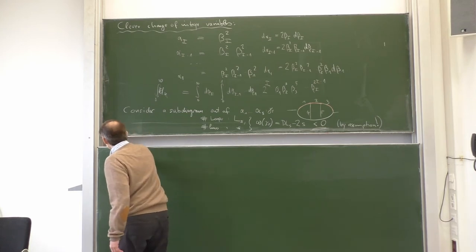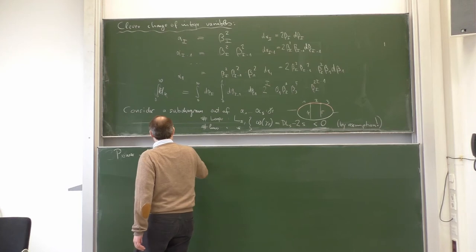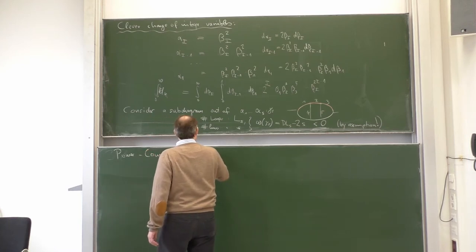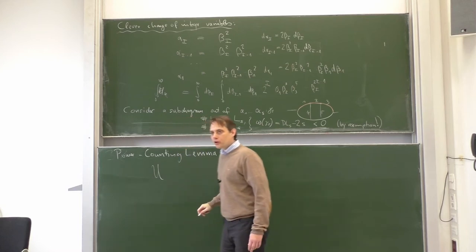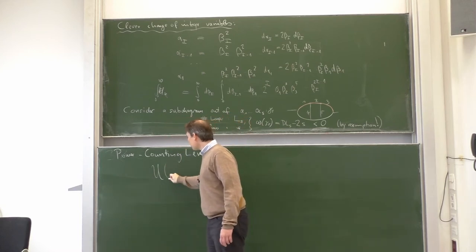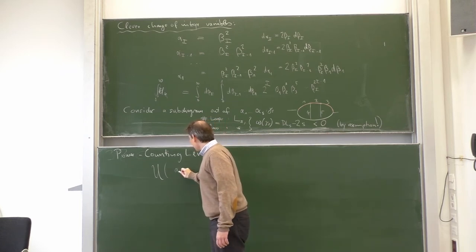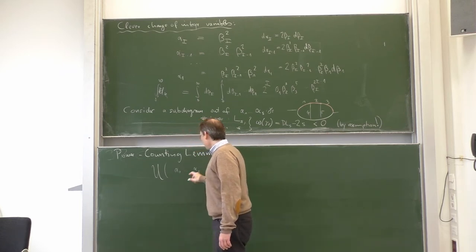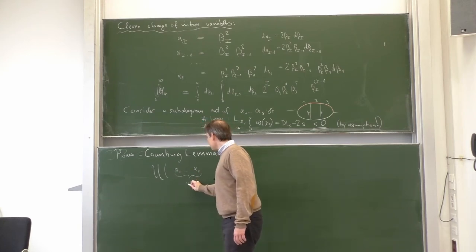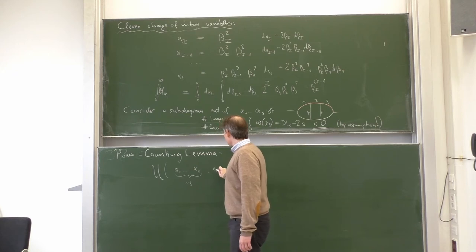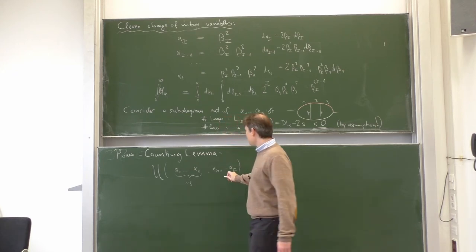So, our power counting lemma. What do we know if we take our symanzik polynomial U as a function of the alphas still, and we take all the first s alphas, let's say they are all proportional to rho, and all the other alphas, they are constant.